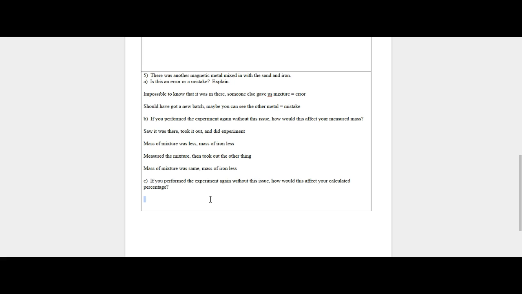Now here, how would this affect your calculated percentage? If there's less iron, then there's probably less percentage. That's what most people said. But it was possible, depending on how you said this, that if the whole mixture was less and the mass of the iron was less, then it may not have made a difference overall, because you did take it out. But that was probably the most common answer that I was looking for.